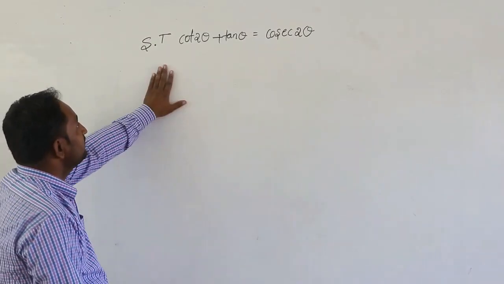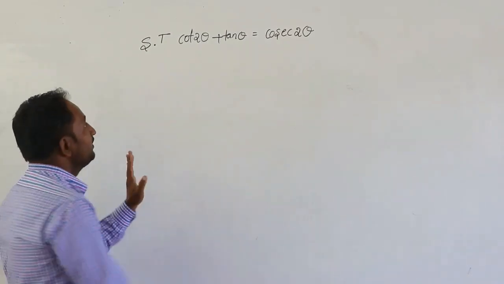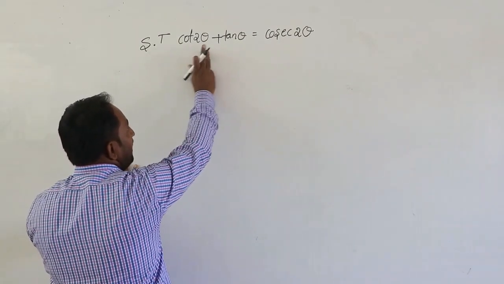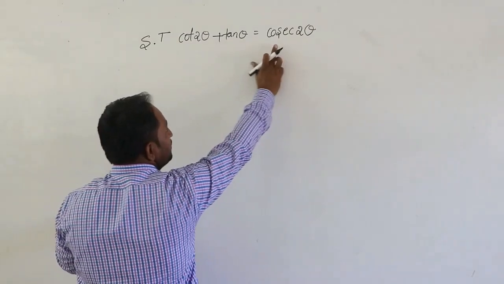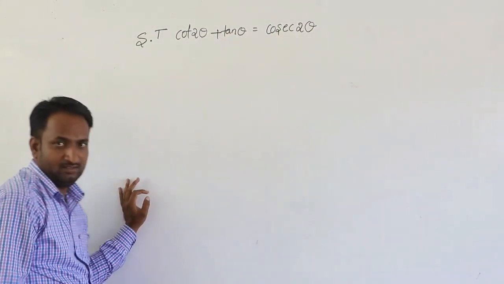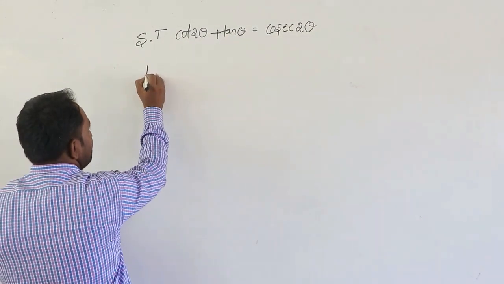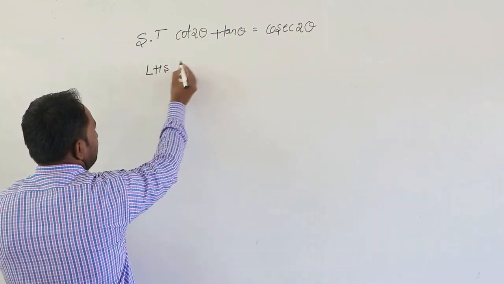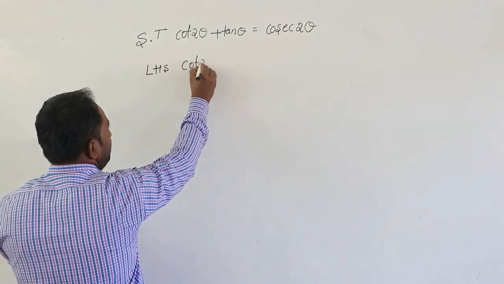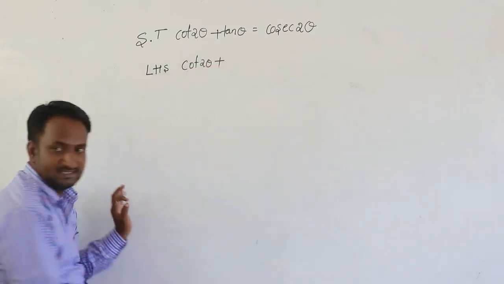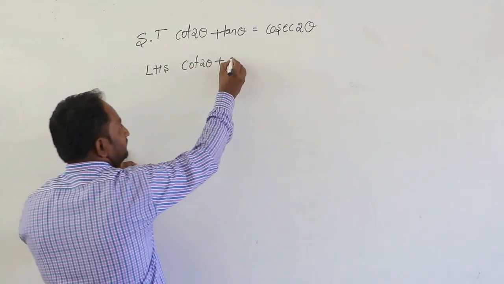Okay. Here, this is also a different problem. Prove that cot 2 theta plus tan theta is equal to cosec 2 theta. Again, we consider the LHS. That is, cot 2 theta plus tan theta.